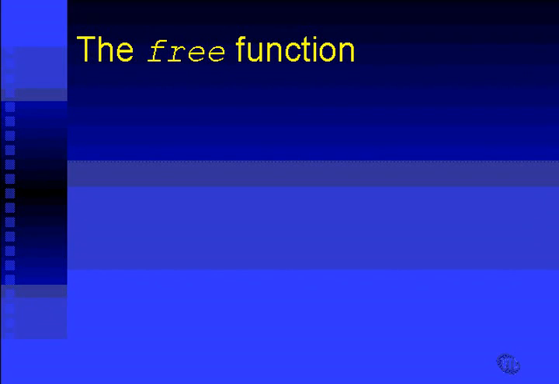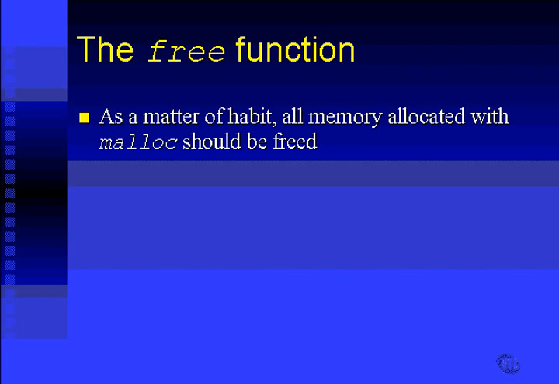This module is about the free function. It's actually quite simple. Whenever you allocate memory from the operating system, from the heap, using malloc or any of the other functions that give you memory, and there are some others, we'll be looking at them in this chapter, as a matter of habit, you should free that memory. In other words, you should give it back to the operating system and say, okay, I've finished with this memory, I now no longer need it.